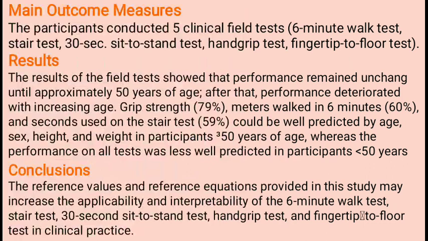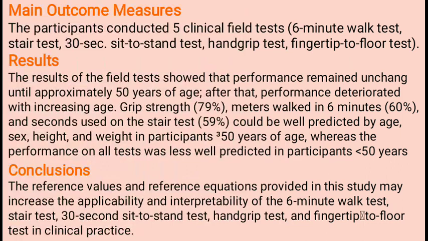Then grip strength, that will remain 79%. Then it has been given as meters walked in 6 minutes. How many meters you have walked in 6 minutes, that will remain 60%. And the stair test is 59%. These could be well predicted by the age, sex, height and weight in participants over 50 years of age, whereas the performance of all the tests was less well predicted in participants under 50 years of age.